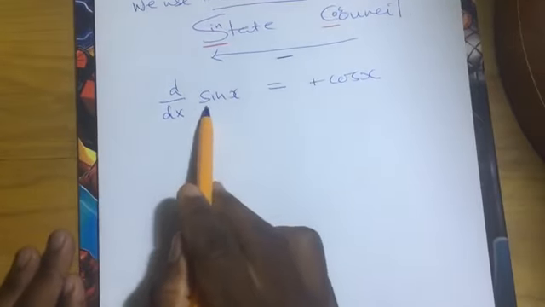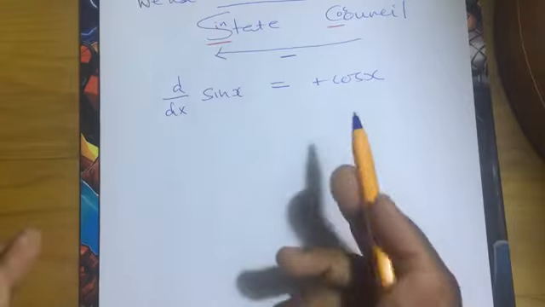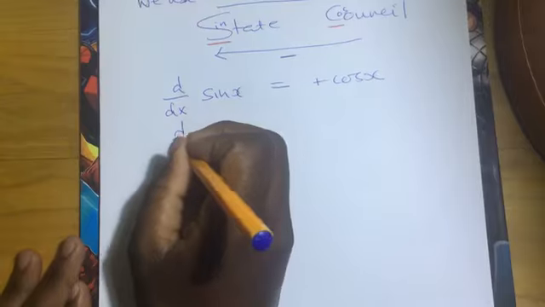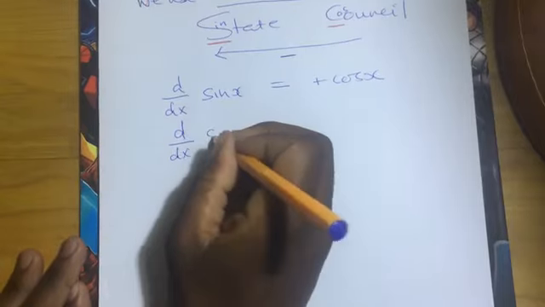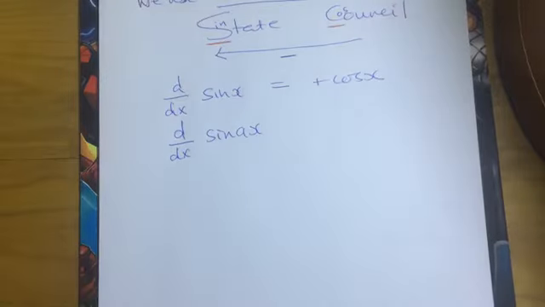Now, it's not always that sine is going to come straightforward as it is. It could be a double angle, it could be a triple angle, or whatever. So this can also be d dx of sine ax, where a is any number. If you have 2, this is a double angle. If you have 10, this is whatever.